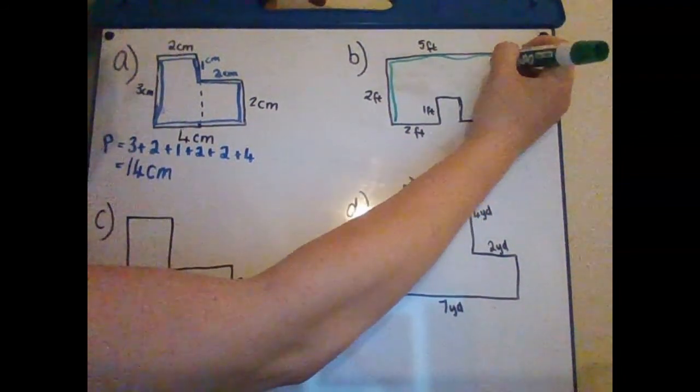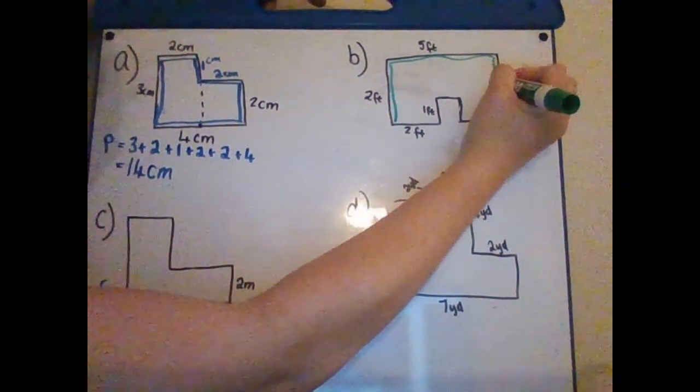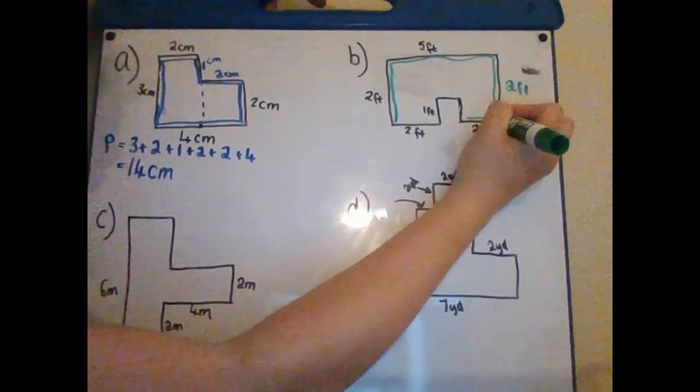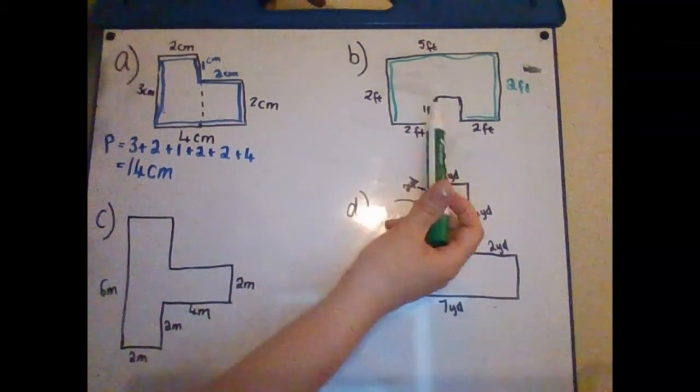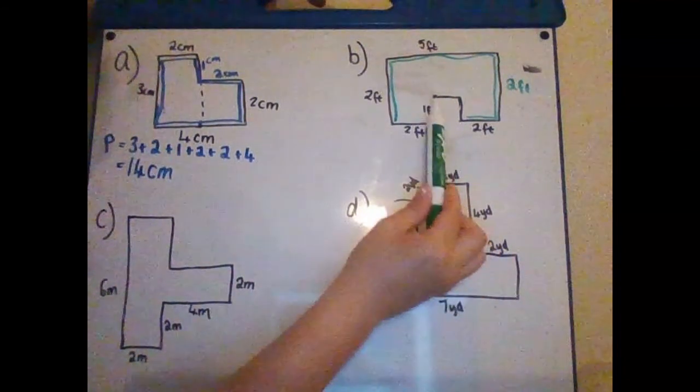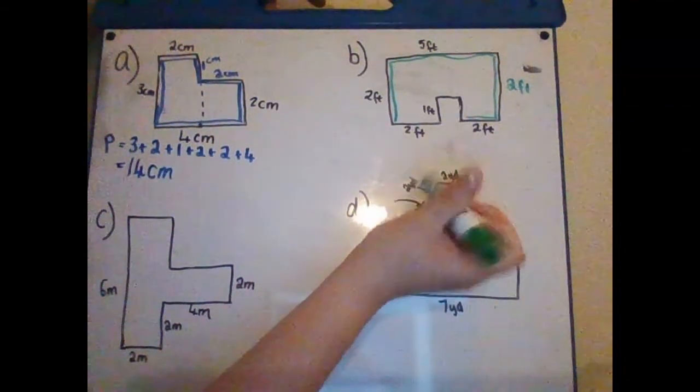So now I have this side length over here. I have 2 feet over here. I don't have it over there, but again, if from here to here is 1 foot, then from here to here is also 1 foot.